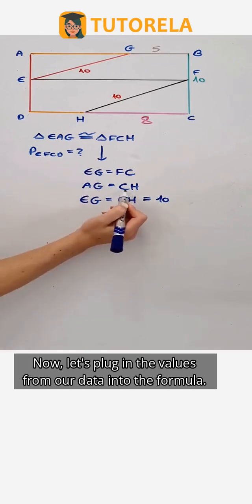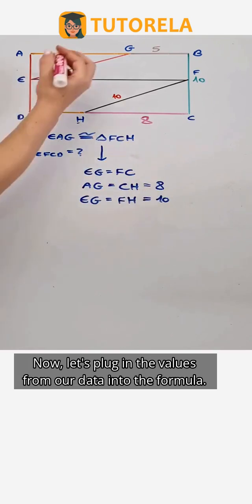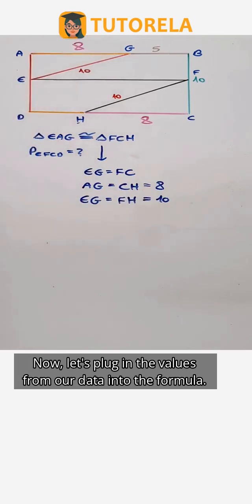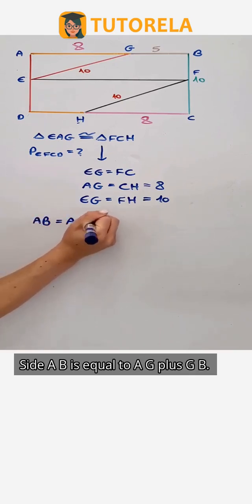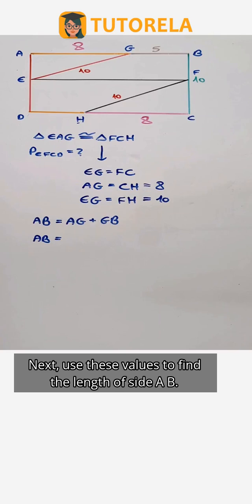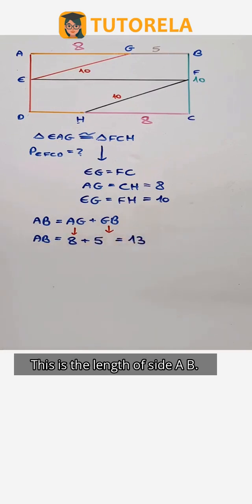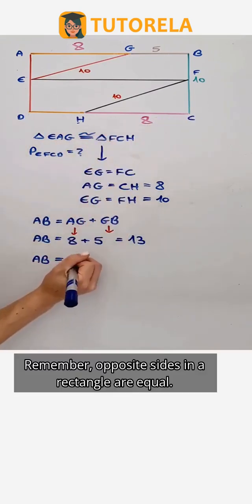Now let's plug in the values from our data into the formula. Side AB is equal to AG plus GB. Next, use these values to find the length of side AB. This is the length of side AB. Remember, opposite sides in a rectangle are equal.